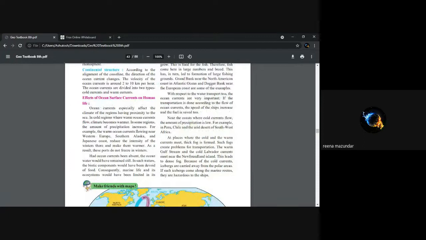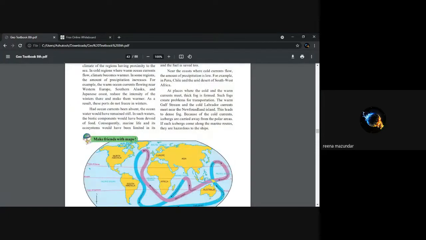At places where the cold and warm currents meet, thick fog is formed. Such fog creates problems for transportation. The warm Gulf Stream and the cold Labrador Current meet near Newfoundland. This leads to dense fog. Because of the cold current, icebergs are carried away from the polar areas. If such icebergs come along the marine routes, they are hazardous to the ships.